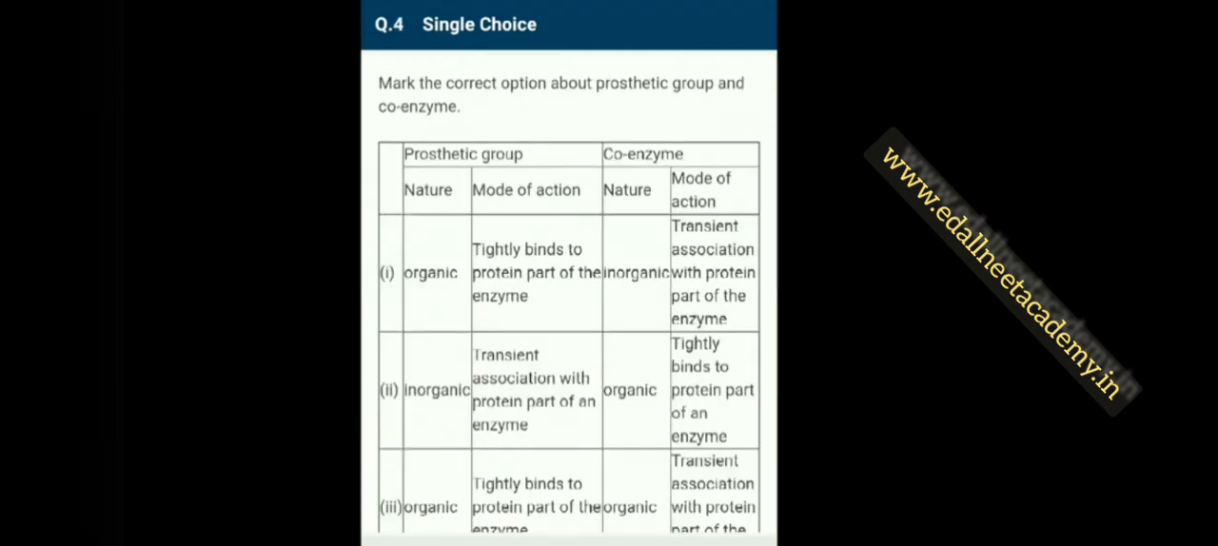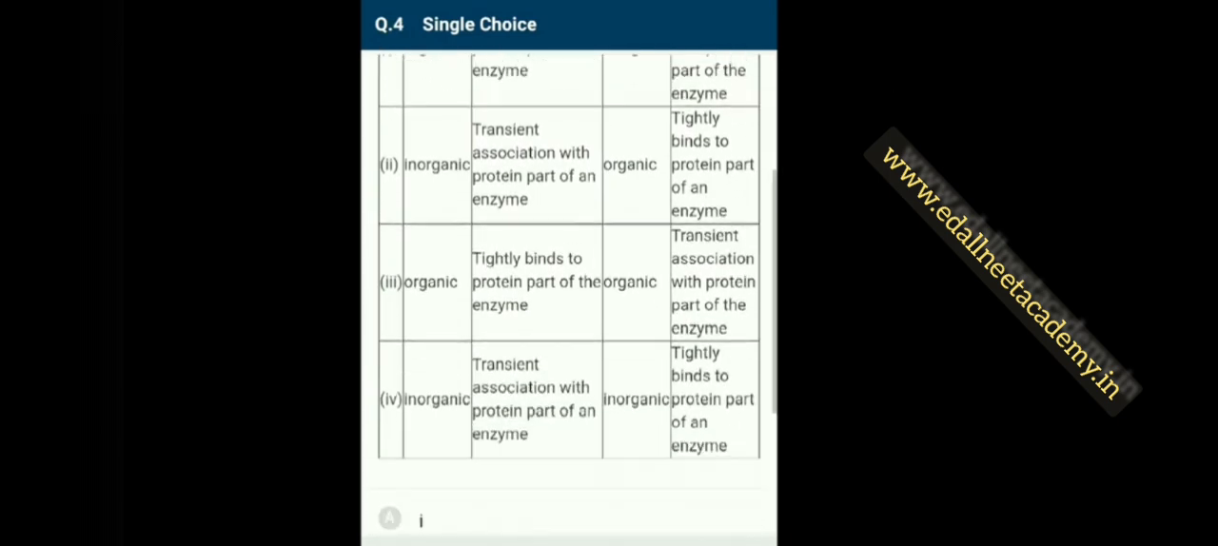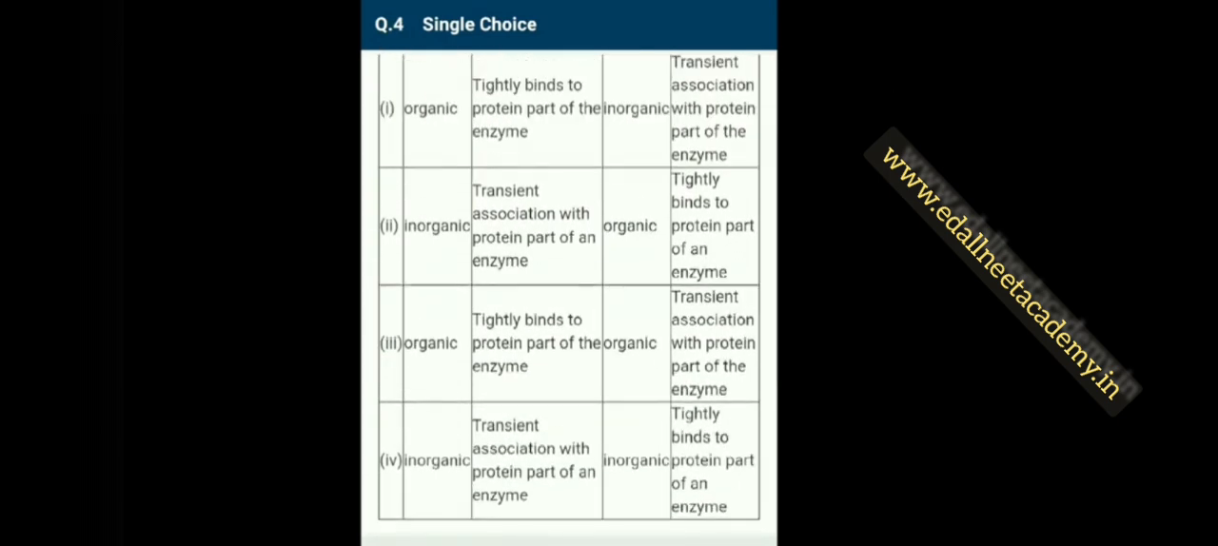Question number 4. Option about prosthetic group and coenzymes. So in the given tabular column, prosthetic groups are organic compounds and are distinguished from other cofactors in that they are tightly bound to an apoenzyme. For example, in peroxidase and catalase, which catalyze the breakdown of hydrogen peroxide to water and oxygen, heme is the prosthetic group and it is a part of the active site of the enzyme.